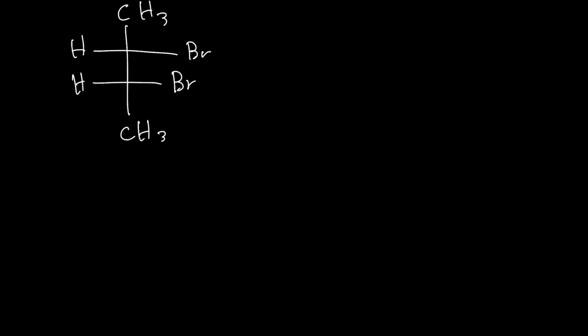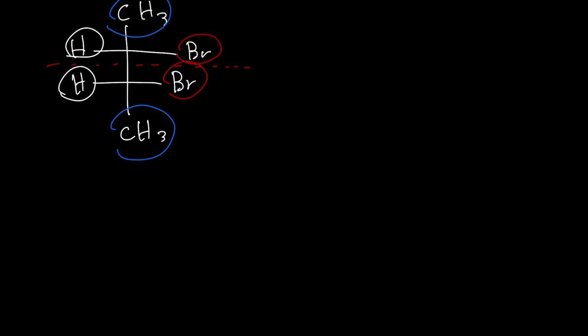So the way you can tell is if there is an internal line of symmetry. If you draw an imaginary line right there, both sides of the line are identical to each other. You have a bromine, you have a methyl, and you have hydrogens. They're both coming out of the page because that's how Fischer projections work in terms of the bromines and the hydrogens, and then you both have methyls on the other side. So these two sides of the molecule are identical to each other. So therefore you have what's called a meso compound.